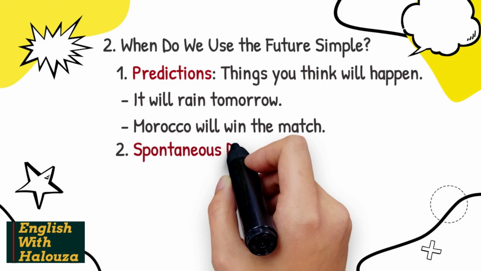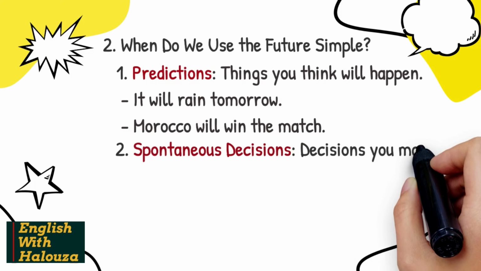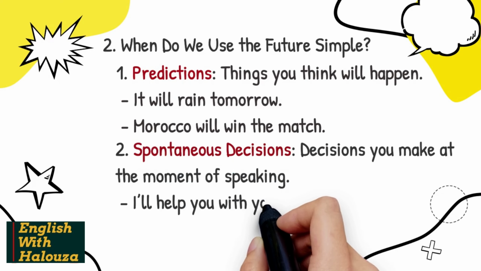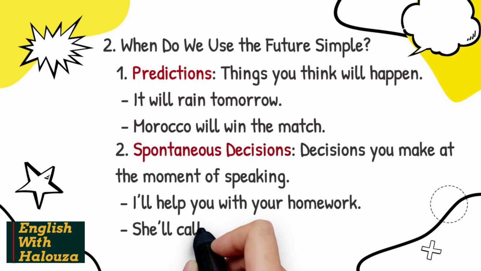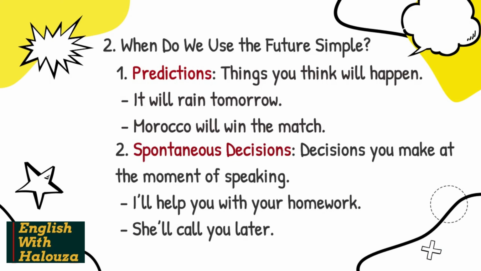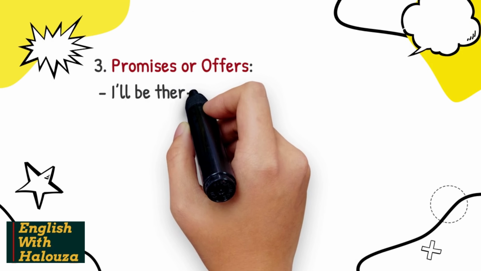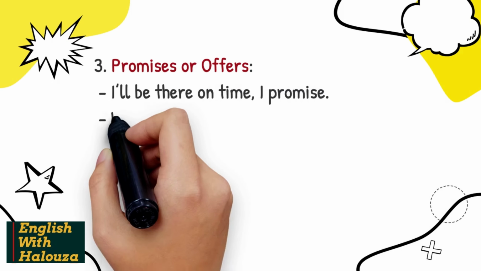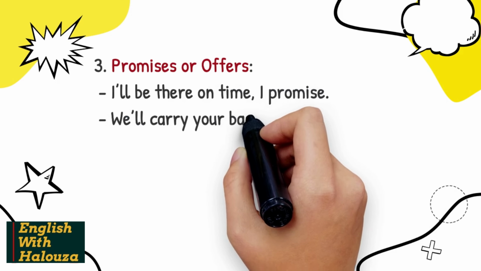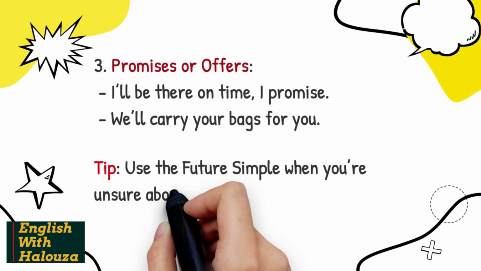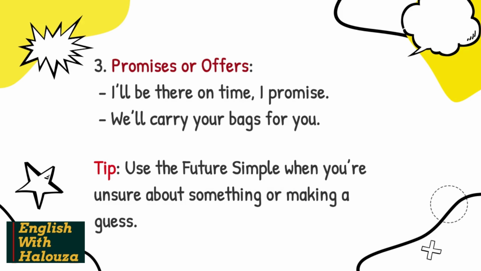2. Spontaneous decisions, decisions you make at the moment of speaking. For example, I'll help you with your homework. She'll call you later. 3. Promises or offers. For example, I'll be there on time, I promise. We'll carry your bags for you. Use the future simple when you're unsure about something or making a guess.